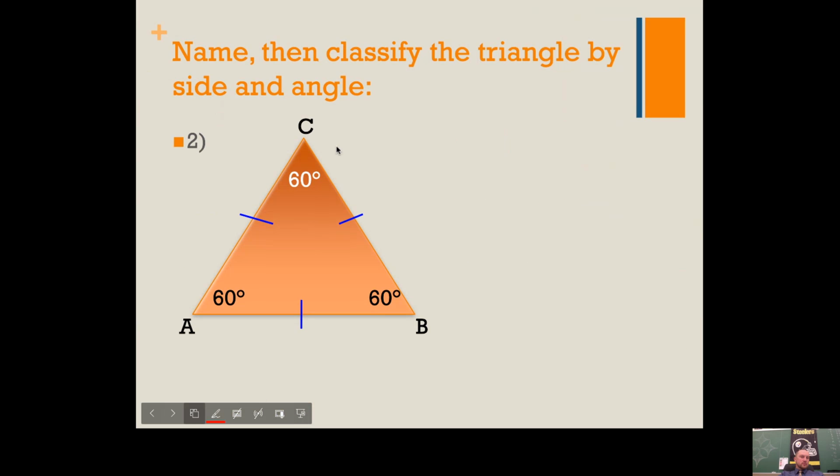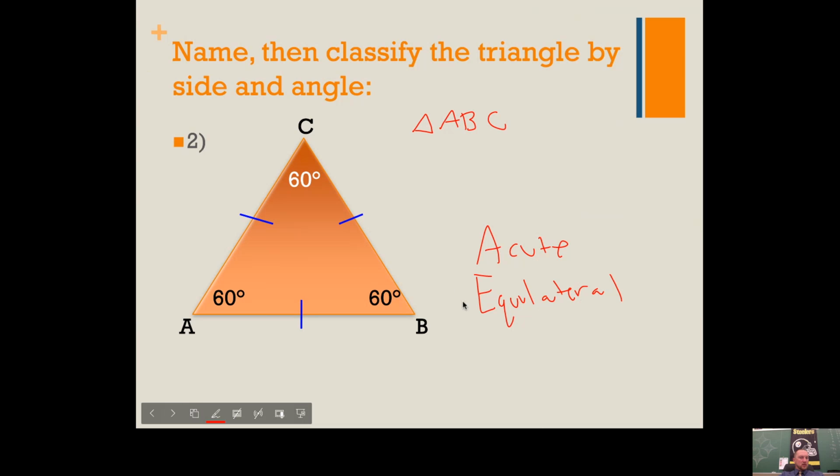Here's number 2. Maybe we'll name it first. Triangle ABC. What kind of triangle is it? Well, all of the angles are less than 90, so it's acute. Also, all of the angles are the same. So that means all the sides are the same. So this is an acute equilateral triangle.